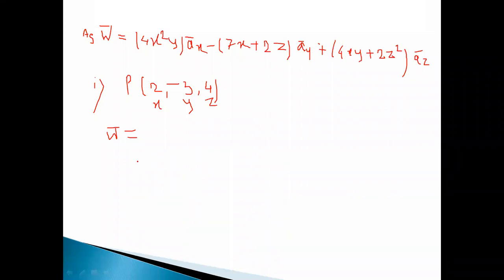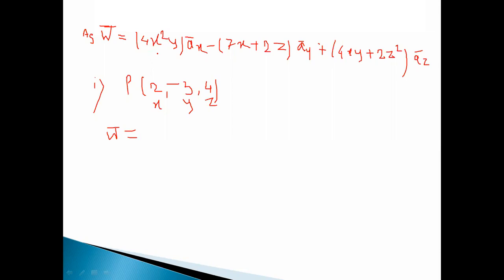No, that's why I'm asking, what are you doing? What is the procedure? So don't go in a wrong way. I'll tell you here. Here vector W bar is given, right? And here 4x square y. What we have to find here? The magnitude of W bar. Means we have to take the mod.